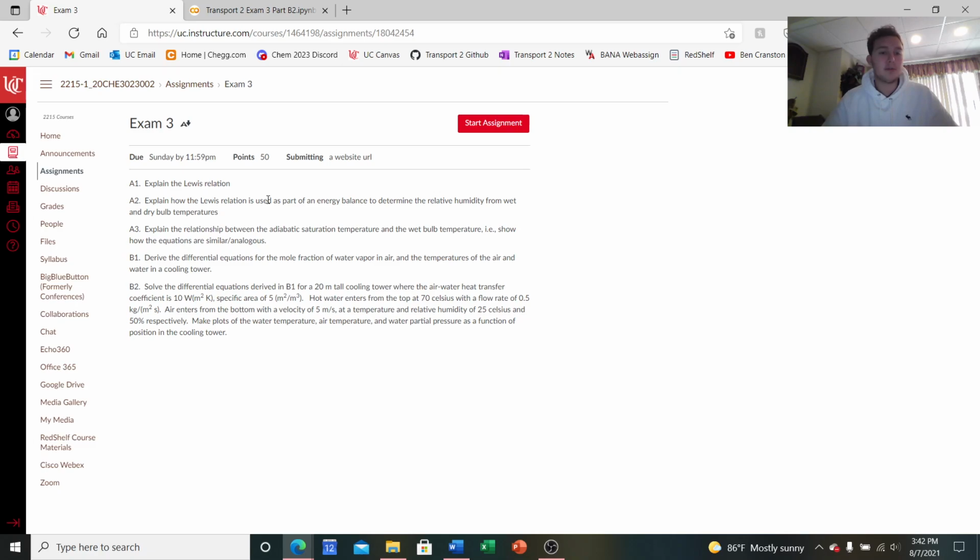And that problem is given to us, and we're going to solve the differential equations derived in B1 for a 20-meter tall cooling tower, where the air-water heat transfer coefficient is 10 watts per meter squared Kelvin. The specific area is 5 meters squared per meter cubed, which is on an area by volume basis.